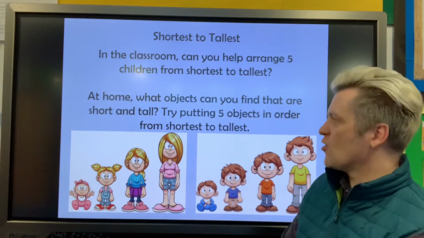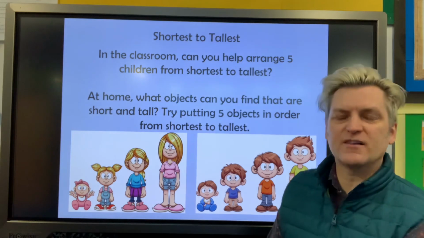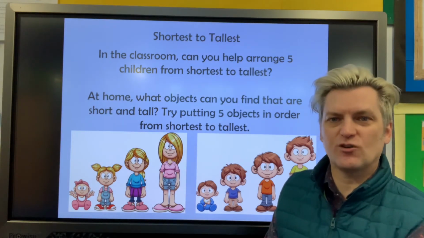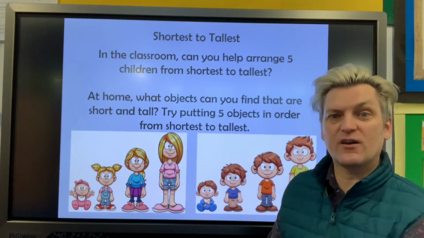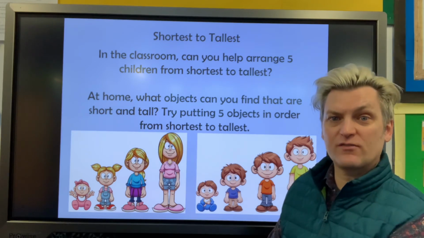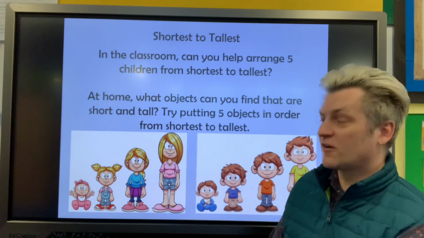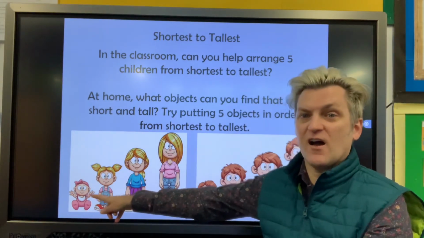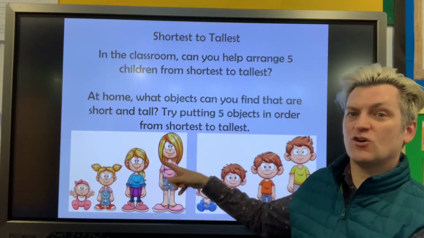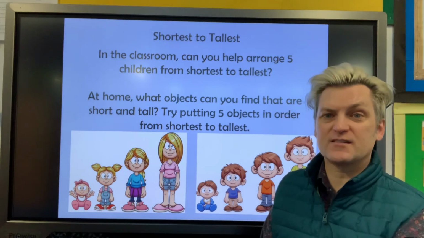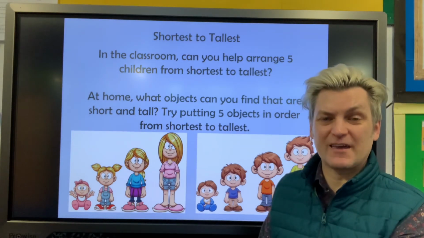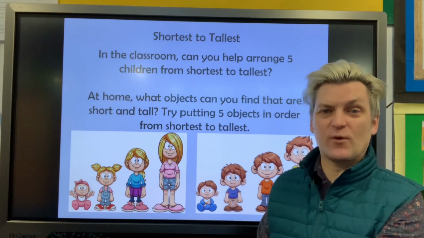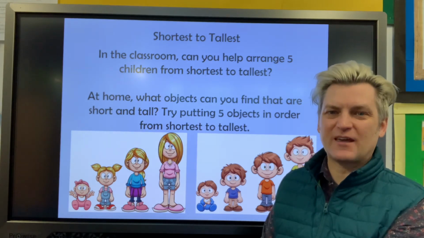But if you're at home, maybe you could find some short and tall objects in your house, right? Maybe you could get them and have them on the table or on the floor where you're doing your work. And can you try and put them from the shortest and gradually getting taller and taller until you've got the tallest? That's your job for today. Take some photographs and share them with us. All right, we'd love to see what you've been getting up to.